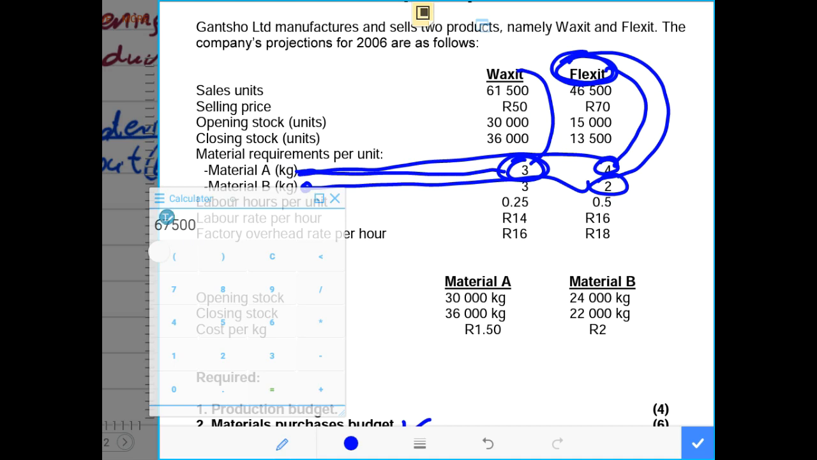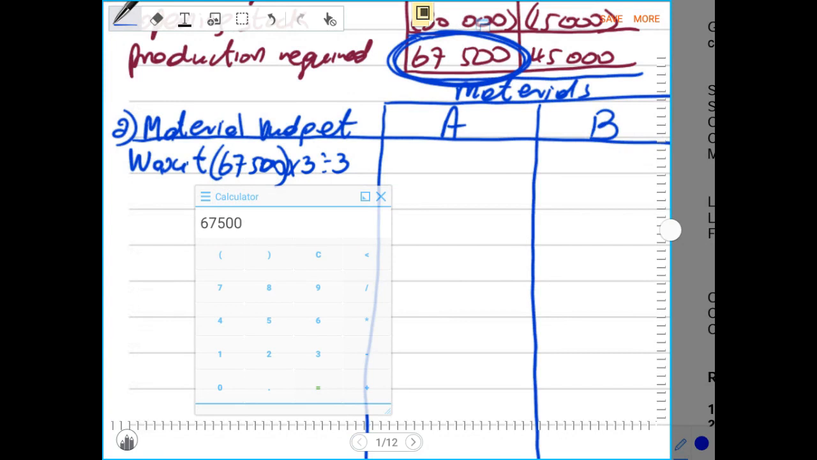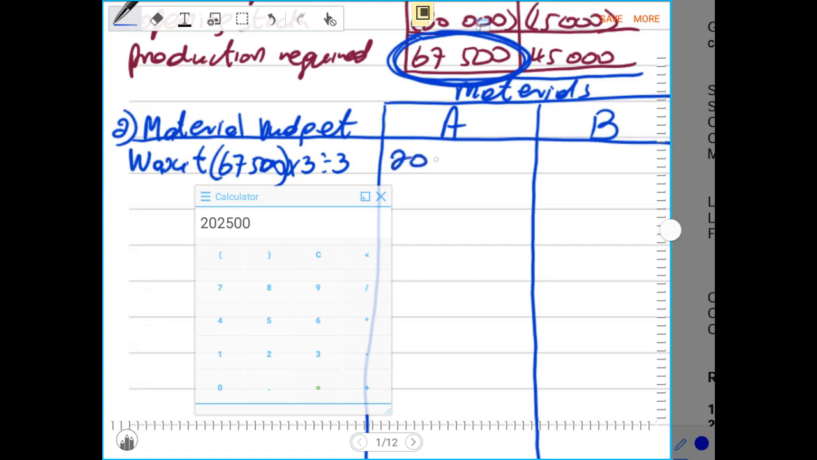So that is why in this case we multiply by the 3 kgs, and also another 3 kgs for material B. Therefore it will be times by 3, and this will give us 202,500. That means we need 202,500 kgs of material B in order to manufacture the 67,500 units of product Waxit.